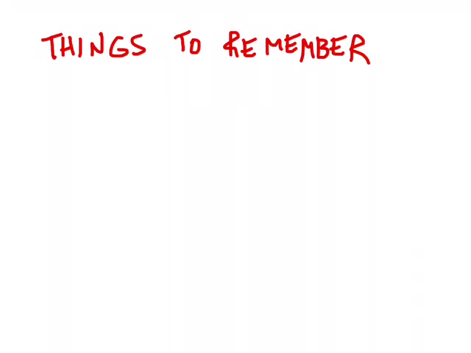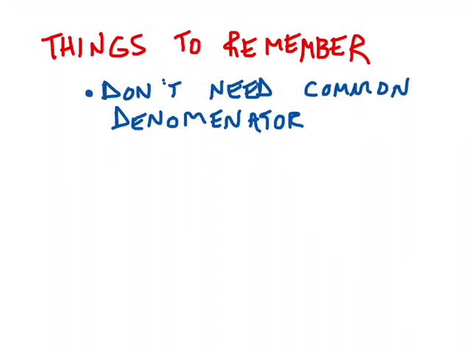A lot of them you have heard before because they're the same as they were when we were talking about multiplying and dividing fractions. The first thing to remember is that we don't need a common denominator. While we certainly can make a common denominator and it won't give us the wrong answer, it's extra work that is just going to potentially introduce mistakes that you don't need to be doing.